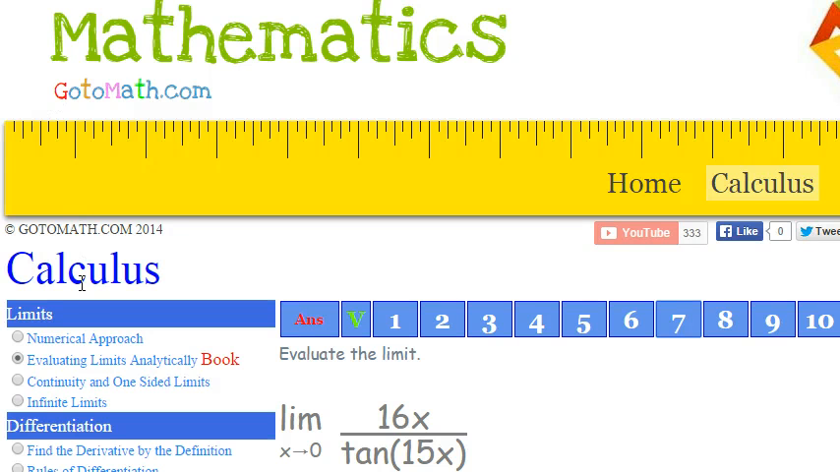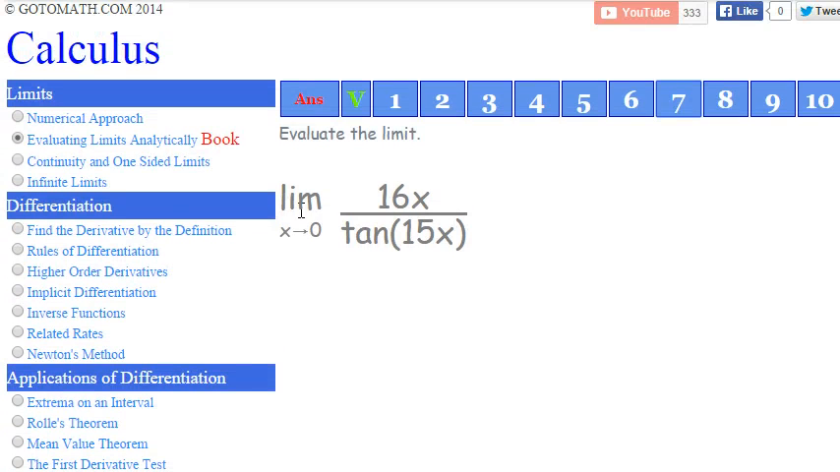We are working some mathematics, calculus in particular, here at GoToMath.com, and we're evaluating limits analytically. So let's take a look at this limit. We've got the limit as x approaches 0 of 16x over tan of 15x.